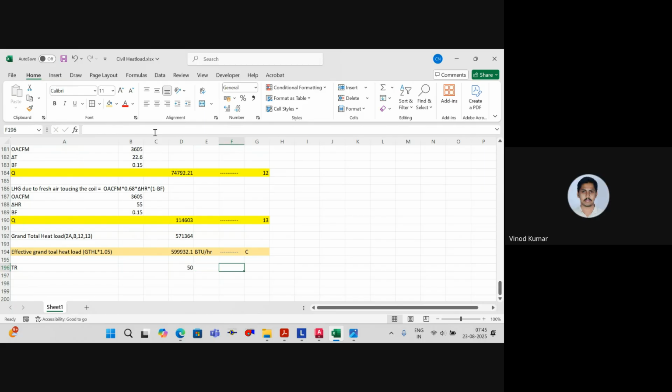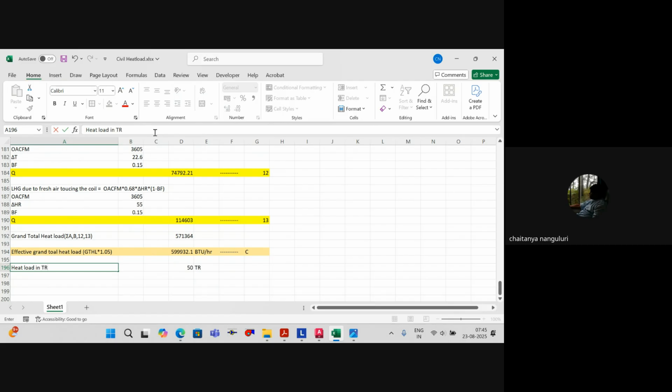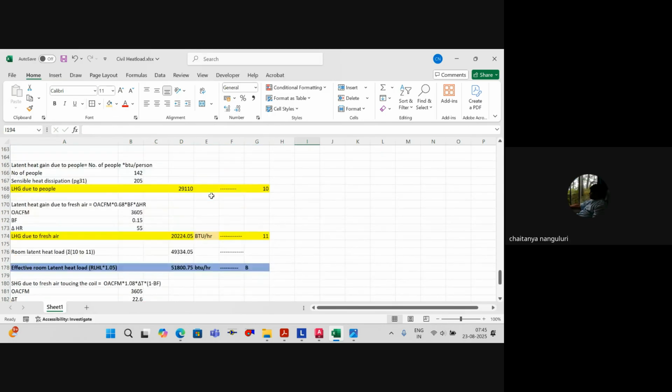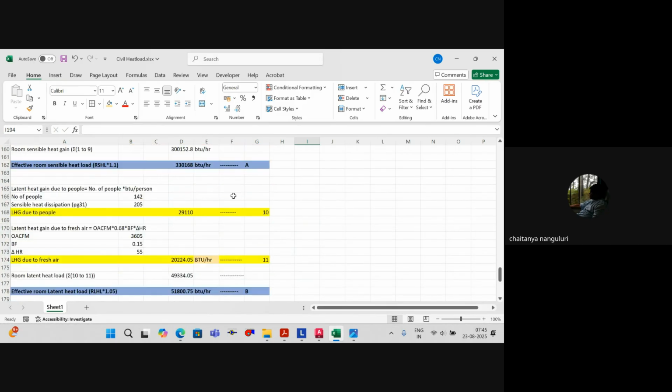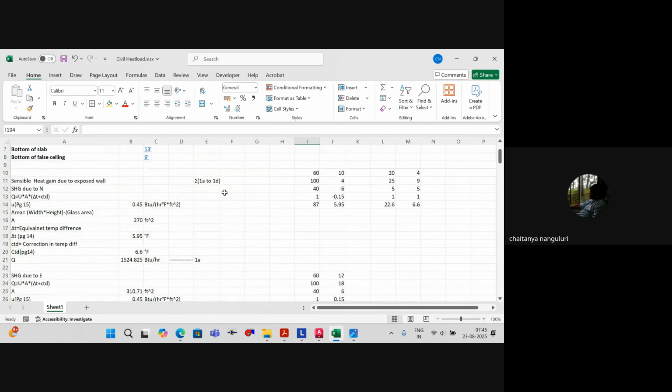50 tons. Understood or not? Yes, sir. We got this value as total tonnage, the heat load in tons. Okay, so this is our final answer. You agree? Yes, sir. So we came to know we have to install 50 tons of equipment to maintain 23 degrees centigrade inside the room.